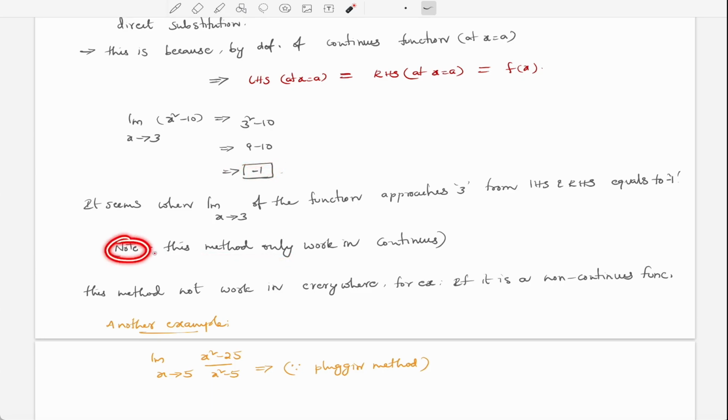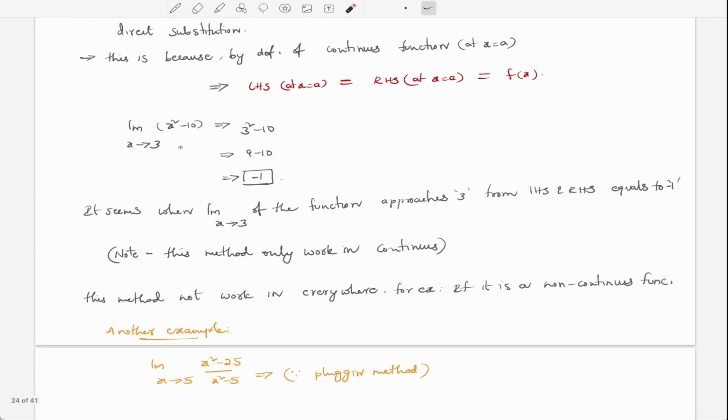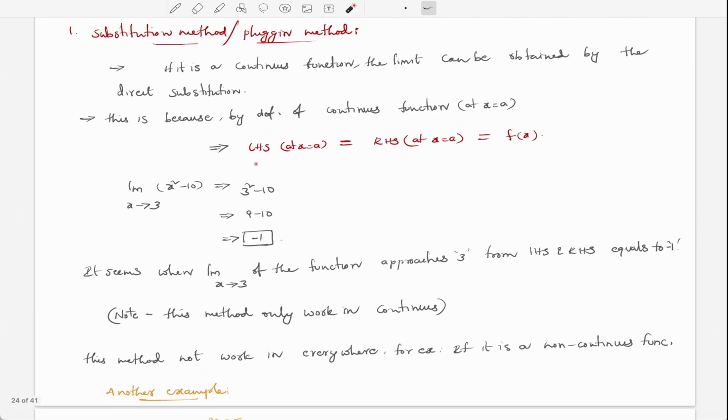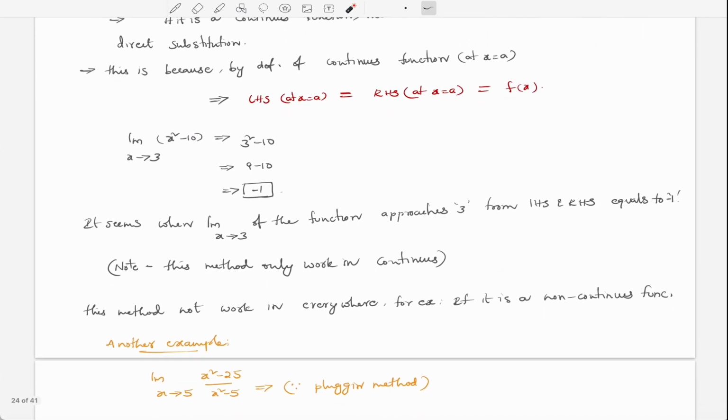There is a note here. This method only works for continuous functions, as I said. The substitution method does not work everywhere, because there are some problems where we cannot substitute directly. We have to make some kind of modification before substituting. So if it is a non-continuous function, then we cannot directly substitute the values and find our output, right?